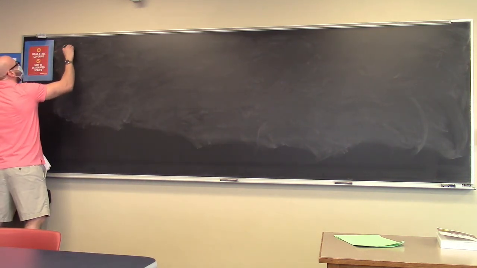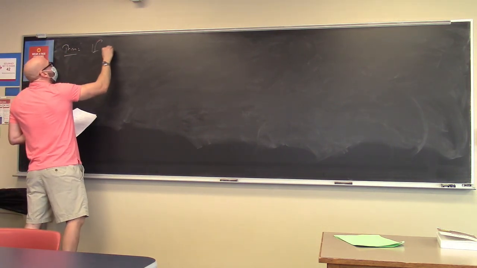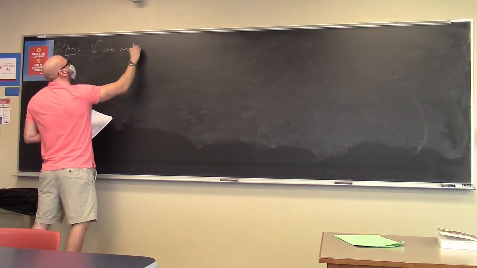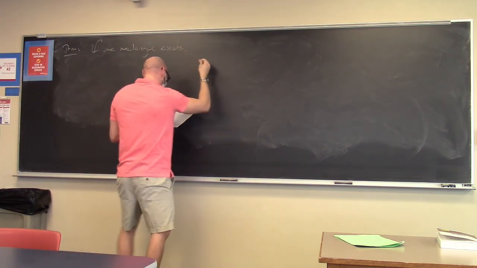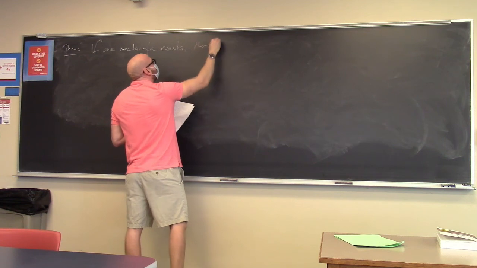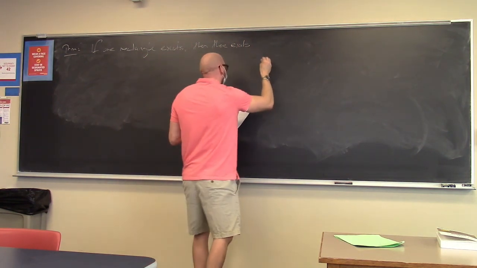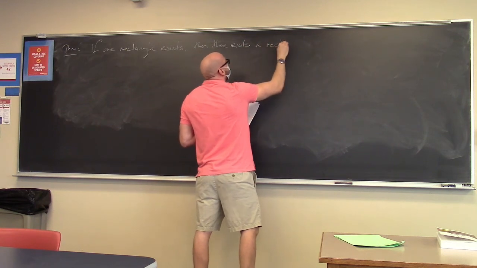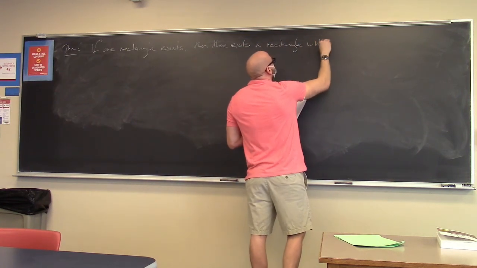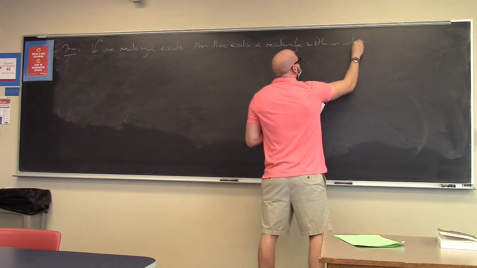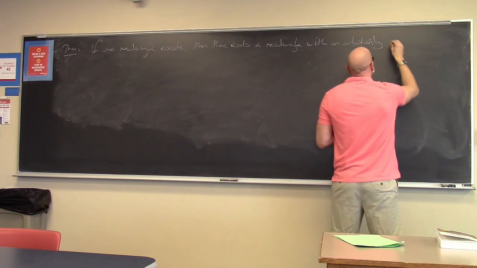Here's the first theorem. If one rectangle exists, then there exists a rectangle with an arbitrarily large side.